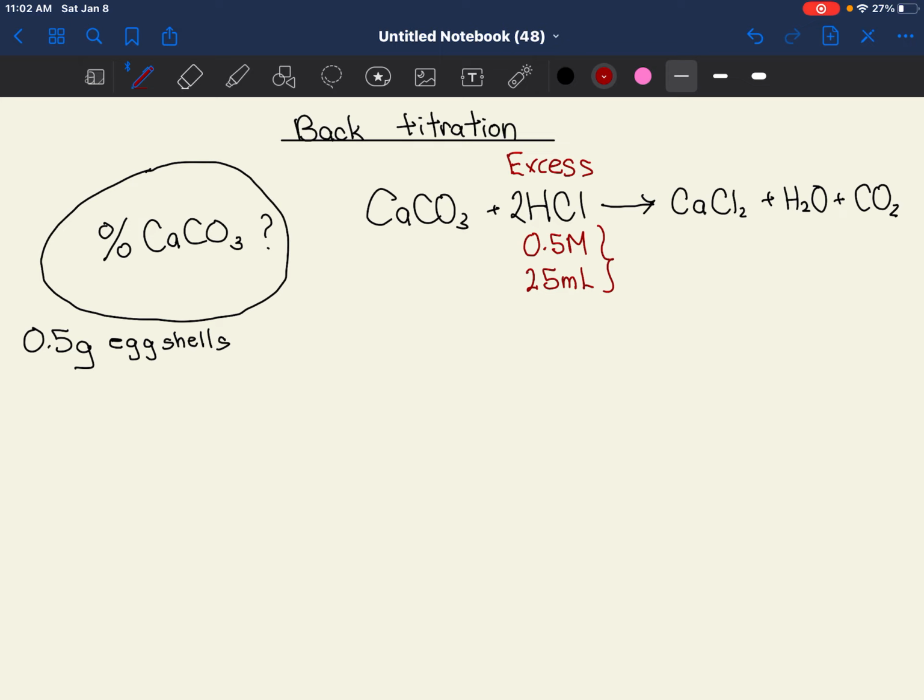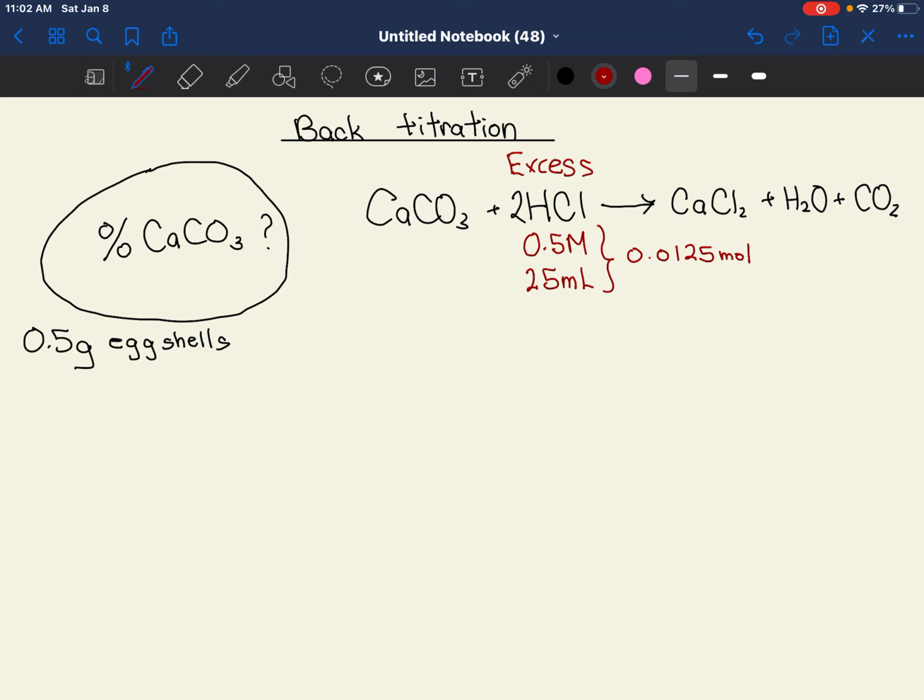Now, remember the trick here, the wording is: how much of this did I use? Not how much of this was reacted, because you know that this is excess. So how many moles is 0.5 molarity at 25 milliliters? Well, if you multiply the two numbers, you'll notice that you used 0.0125 moles. So that's how many moles of HCl you use to react with calcium carbonate.